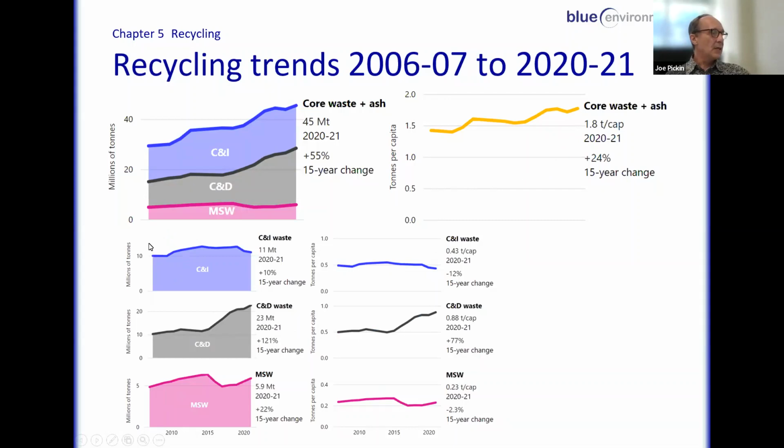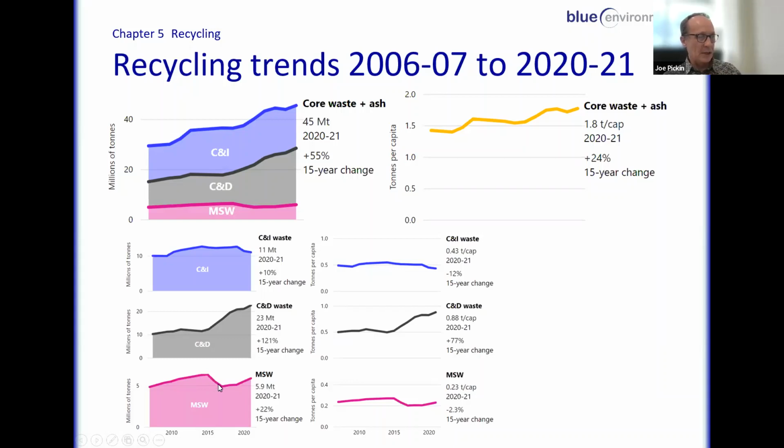But here, when we go to the material streams, we've got an interesting story. Yeah, look at the C&D stuff there. Recycling increasing faster than generation. So we're doing reasonably well in the recovery of that according to this data set. C&I waste, though, going down in absolute terms and going down in per capita terms. Municipal waste has got a fun little blip in it there. Well, it's a bigger blip.